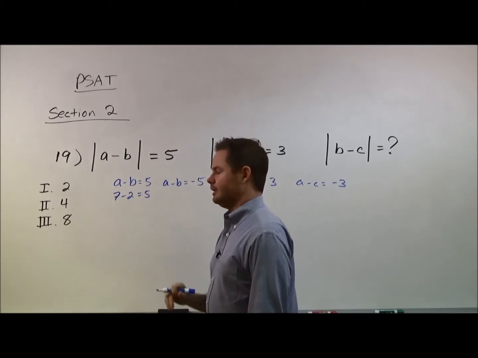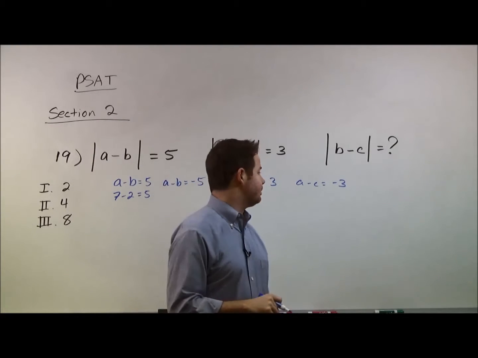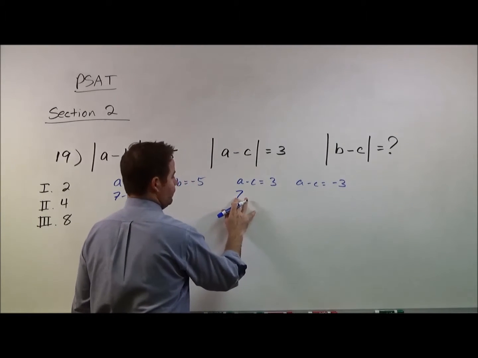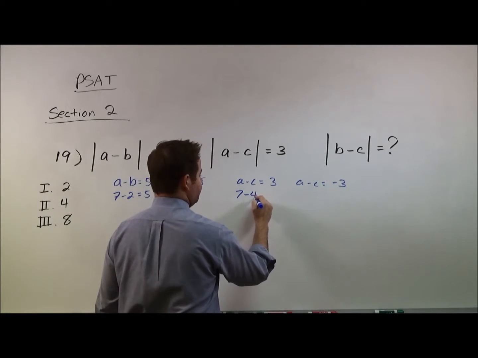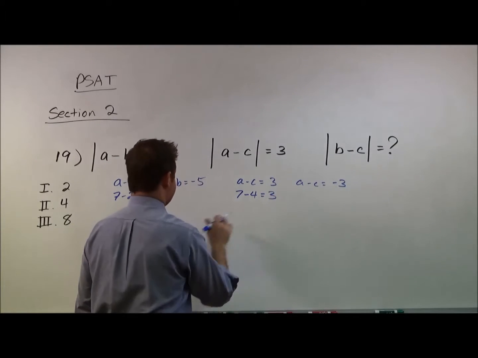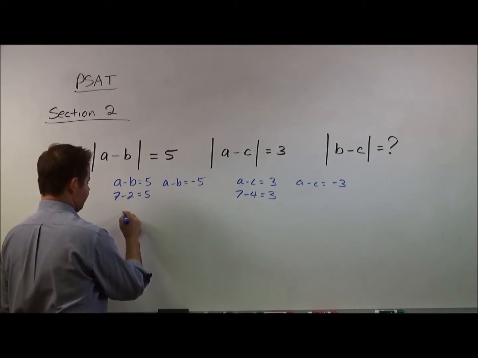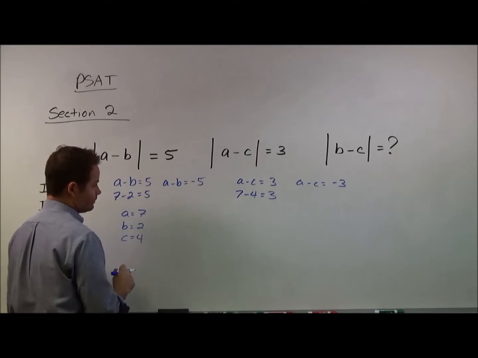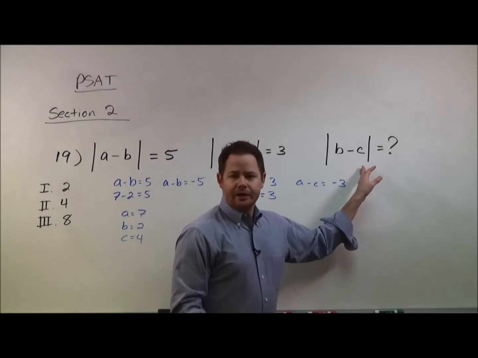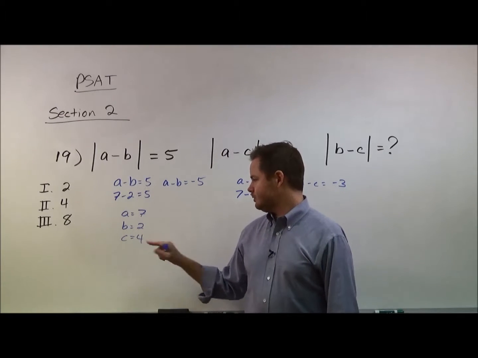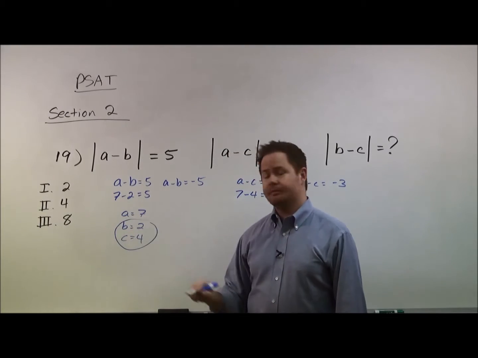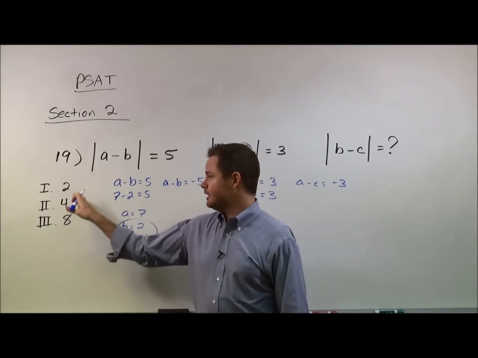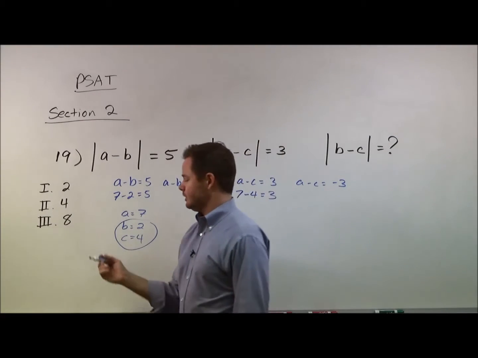Okay, so if a is 7 and b is 2, let's see how the rest of these problems would play out with that set of numbers. If we pick a is 7, for this equation where you have a minus c equals 3, then c would have to equal 4 in order for that to be true. So for our first set of values, we're going to have a is 7, b is 2, and c is 4. If we try that over here, when we look for b minus c, 2 minus 4 would be negative 2, and the absolute value of negative 2 is 2, which lets us know that Roman numeral 1 is a possibility.